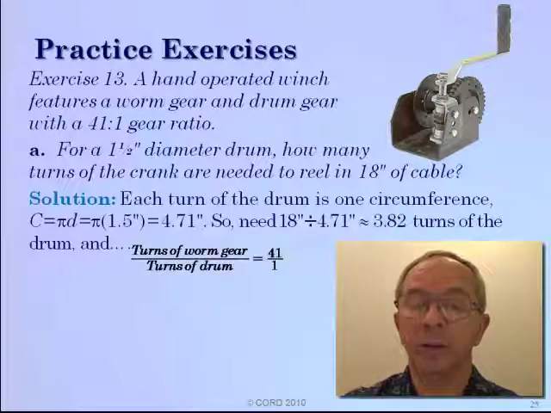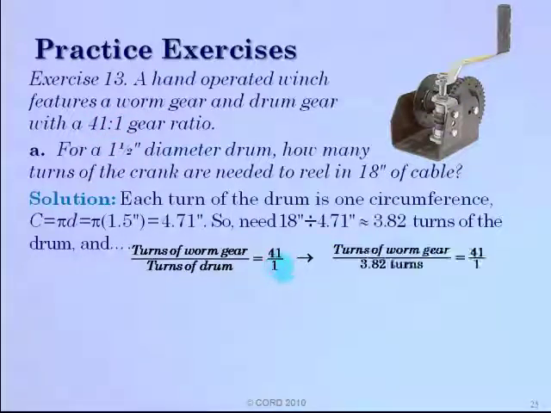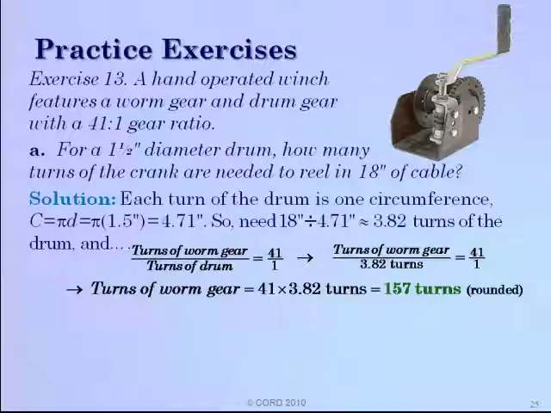And now, how many turns of the crank are needed is the question. So not how many turns of the drum. So that means how many turns of the worm gear in the ratio to the turns of the drum we're given is 41 to 1. So we can set up this proportion and substitute in our known value of 3.82 turns of our drum. So how many turns of our worm gear will we get out of that? If we multiply that out and solve for turns of worm gear, we have 41 times 3.82 is 157 turns.